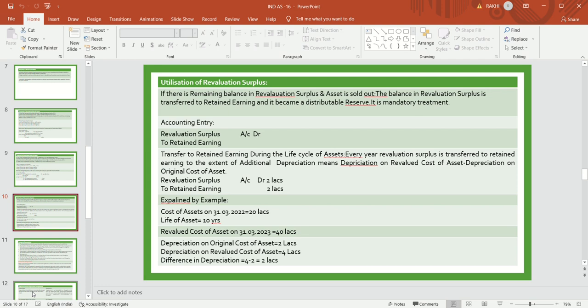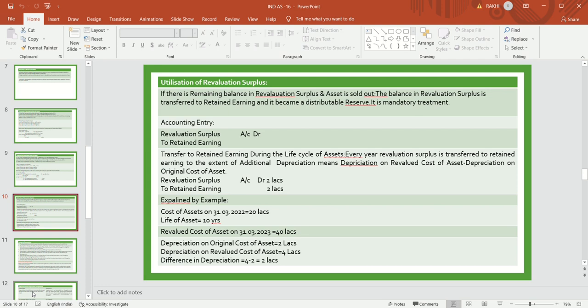This is one case. What was the other case? In case of disposal, you will transfer the whole amount of revaluation surplus to the retained earning, and the entry you will pass is revaluation surplus account debit to retained earning. In the other case, during the life cycle of the asset, if you want to transfer revaluation surplus proportionately to the retained earning, how will you make the treatment in the books?